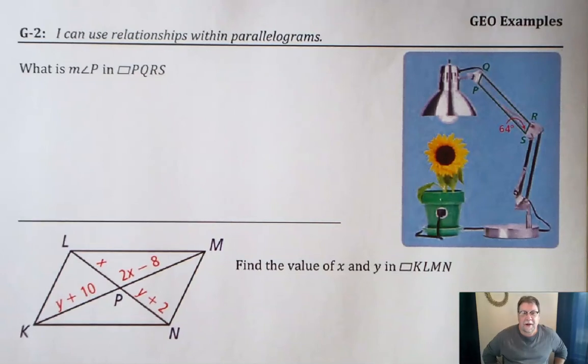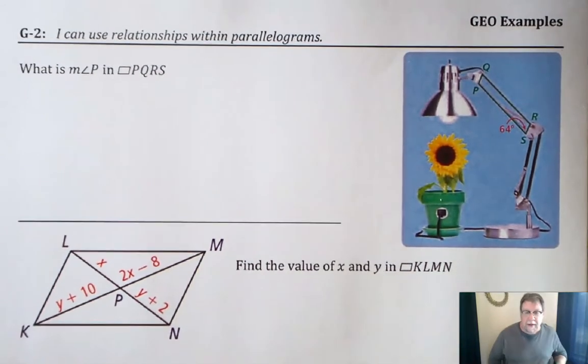Hey everybody, we're taking a look at a couple of examples from section G.2 talking about parallelograms and their properties. How do you know that something is a parallelogram? There were several properties. One of them was opposite sides are congruent. Another one, not only are opposite sides parallel, but consecutive angles are supplementary. Opposite angles are congruent, and the diagonals bisect each other.